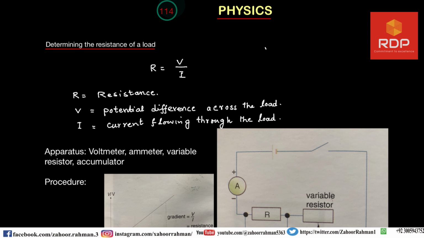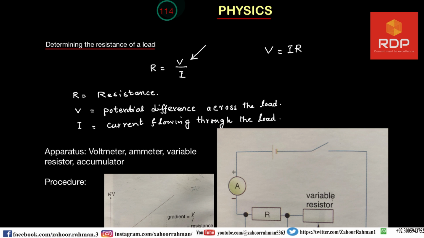There is a very famous law of Ohm which says that V is equal to IR. Now, from this we can derive this law, R is equal to V divided by I. If we want to find the resistance of a load, we will need two values: the potential difference, which is V, and the current, which is I.